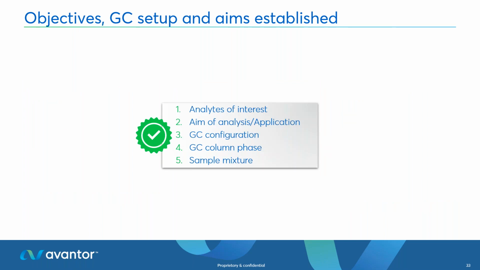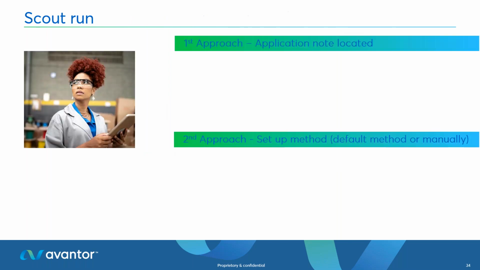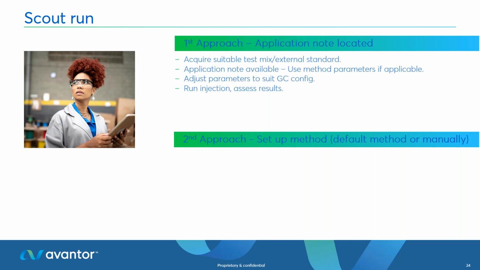So when we run through some of the objectives, we're all ready to go, we understand what we're working with, then we can have a look at actually developing the method when it comes to the parameters. So I won't spend too much time on this, but with the first approach, if you've got an application note, and there's quite a lot of resources to help you get started, then you can start to set up your method based on these parameters.